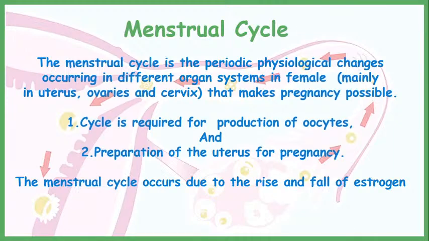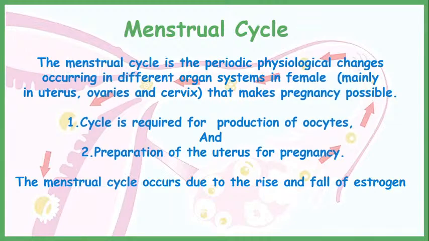Now let's talk about the menstrual cycle, a bit of basics to start off. The menstrual cycle is the periodic physiological changes occurring in different organ systems in females, mainly in uterus, ovaries and cervix. These are the main organs. These are directly involved, but there are many other organs which are indirectly involved in the menstrual cycle that makes pregnancy possible. So the menstrual cycle is an attempt to make pregnancy possible. This is a grand preparation for pregnancy, right? Like we have preparation for Diwali, Christmas, Eid, we have preparation for pregnancy in the female body.